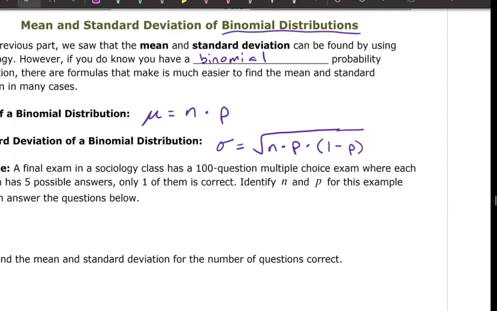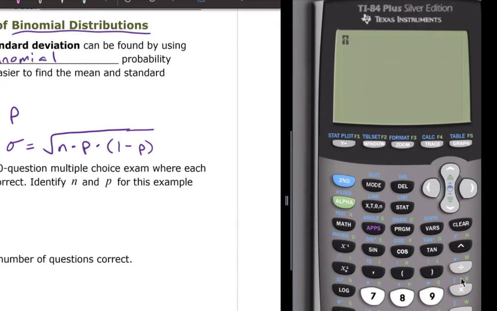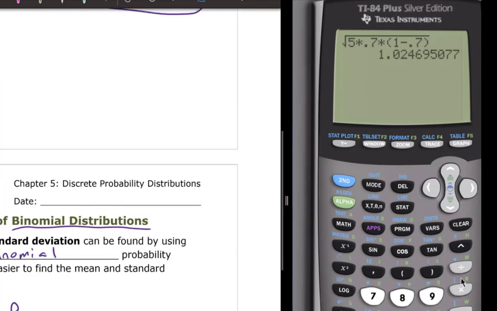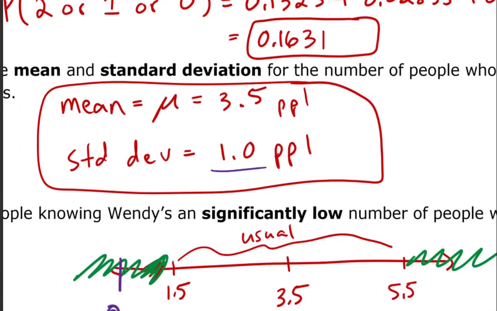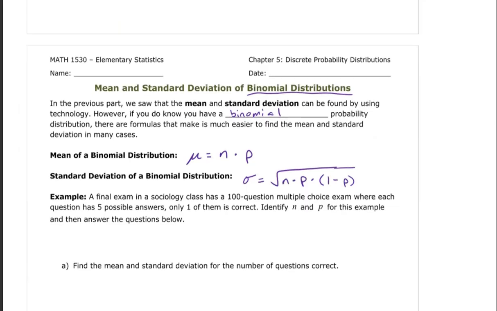So when we do this on the calculator, we'll bring up the square root, and then we want to do 5 times p, which is 0.7, times the complement of 0.7, which is 0.3. But if you want to, you can just do parentheses 1 minus 0.7 right there. Once you put all that in, you'll see we got 1.0246. Well, that's the exact same standard deviation we got in that previous problem as well, 1.0. So that's a quick way to do mean and standard deviation for binomials only.